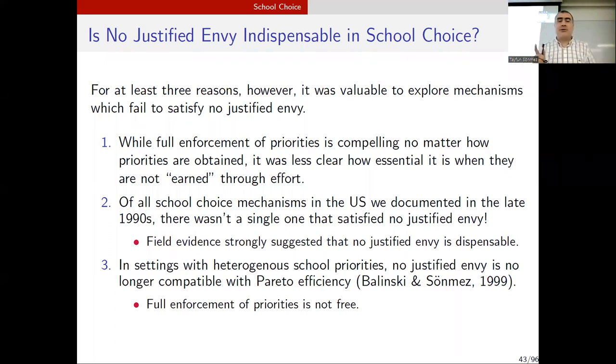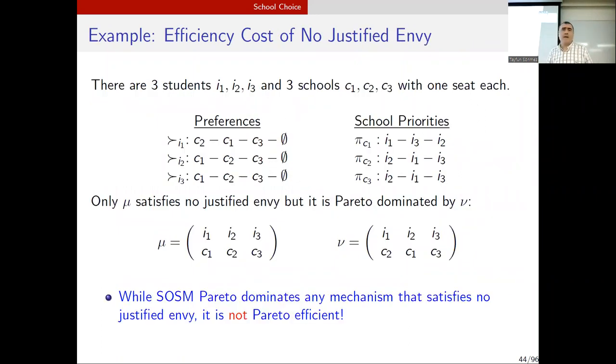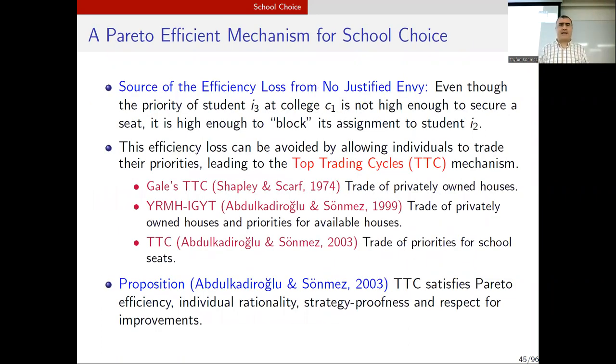In settings with heterogeneous school priorities, no justified envy is no longer compatible with priority efficiency. It's compatible if all schools have the same priority ranking, but not when there is heterogeneity. And I had this urge to go beyond no justified envy anyway, because of that inefficiency. So basically, the implication is full enforcement of priorities was not free, at least for some priority structures. Okay, I think you all know this example.